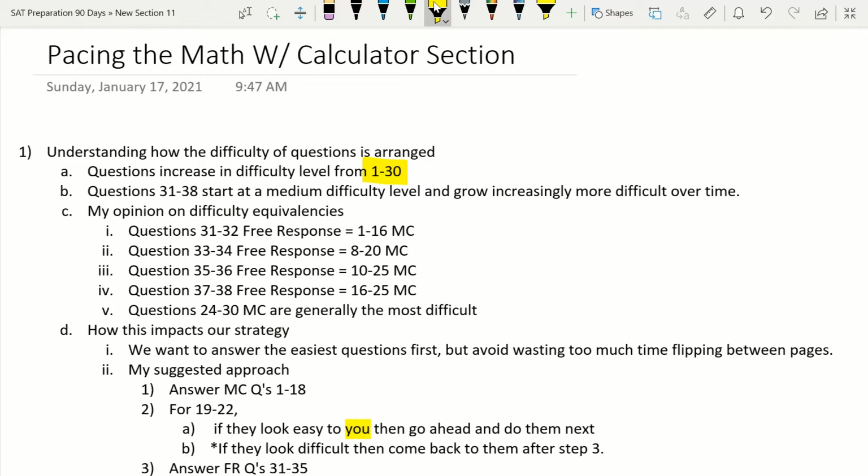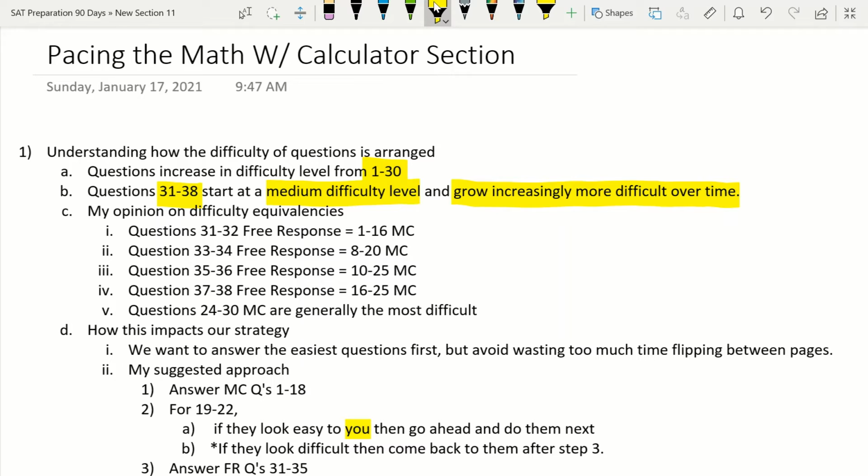After questions 1 through 30, you get to the free response questions. The free response questions are questions 31 to 38, and they start at a medium difficulty level, and then they also grow increasingly more difficult over time. So you see a trend here: questions 1 through 30 grow more difficult over time, and then when we go back to 31, 31 isn't going to be as hard as 30 was. It's going to start at a more moderate difficulty level, and then build up in difficulty from there.